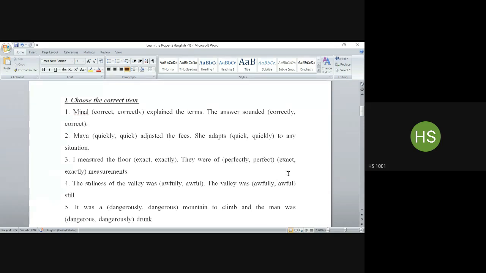The first question, Meenal, correct or correctly explained the terms. Correctly. What would you choose between correct and correctly? Correctly, okay? So what is correctly? Is this an adjective or an adverb? Is correctly an adjective? Look at what it is modifying. Correctly explained the terms. It's an adverb, right? Yes, it's an adverb.